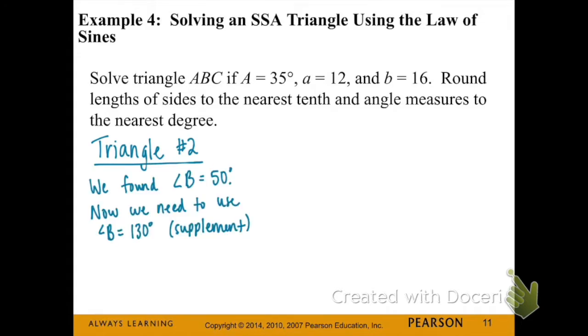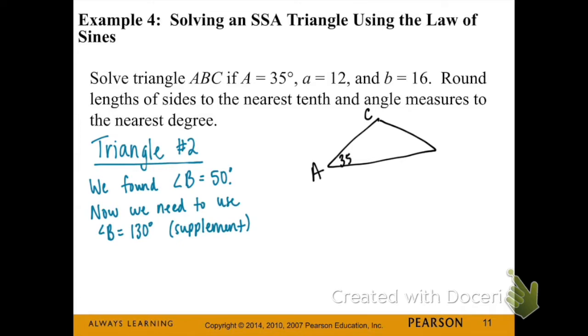In the last part of this problem, we found that angle B was 50 degrees. So again, I told you that since 50 degrees is in quadrant 1, we're going to have the same sine value for that as we have for 130 degrees in quadrant 2. That'll have the same sine value. So now we're going to do this triangle again, but instead of using angle B to be 50, we're going to use angle B is 130.